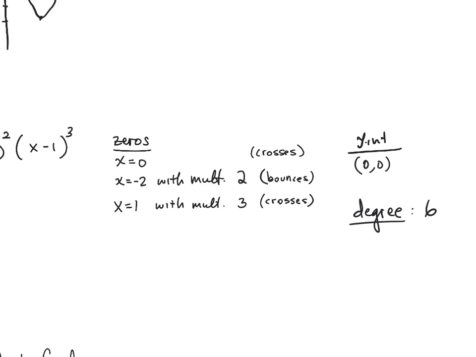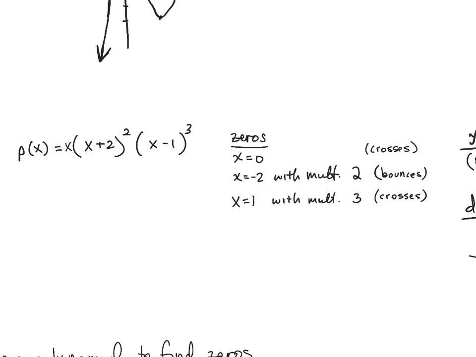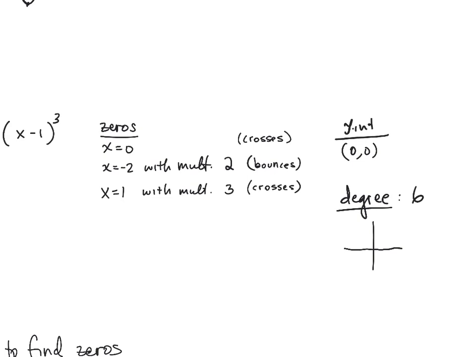And it's an even degree, which means the end behaviors are going in the same direction. Either they're both going up or they're both going down, and that's determined by the leading coefficient. The leading coefficient here is 1, positive 1. And since it's positive, the graph is facing up, so we know that the right side is going up and the left side is going up.